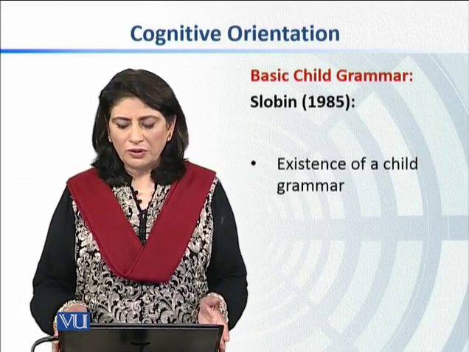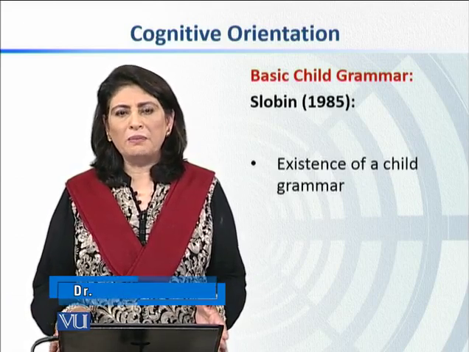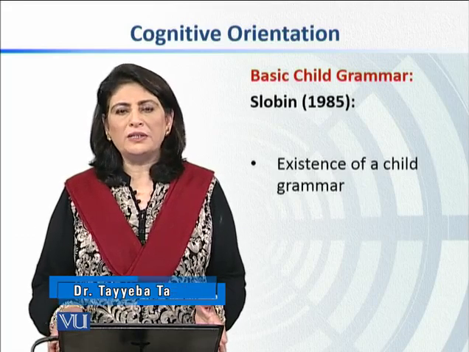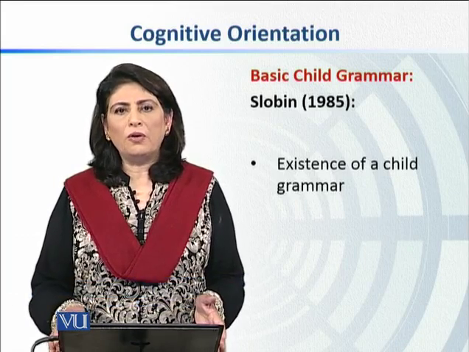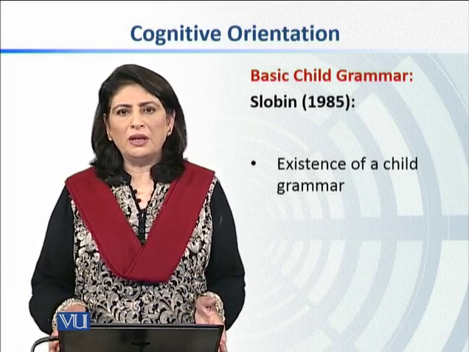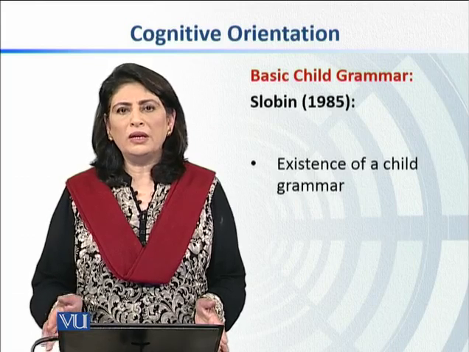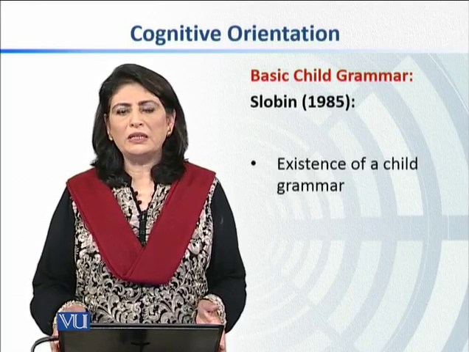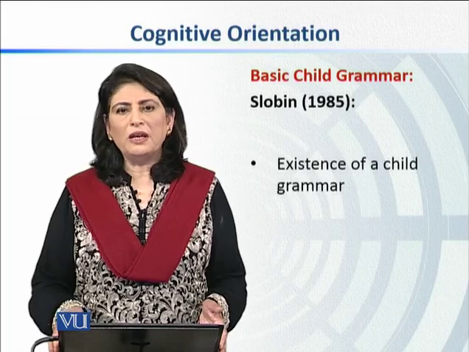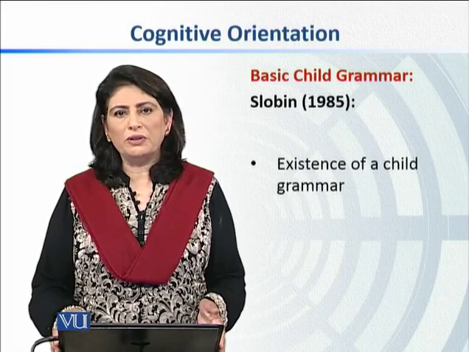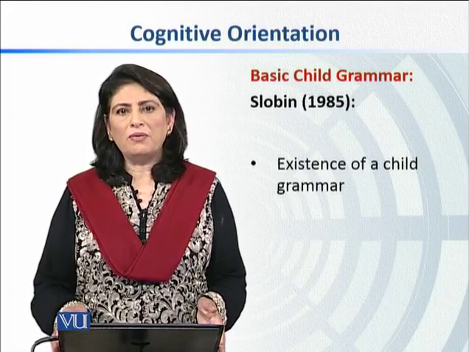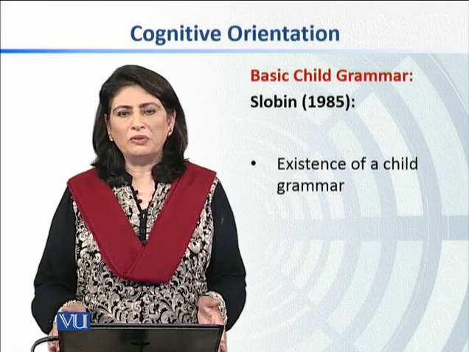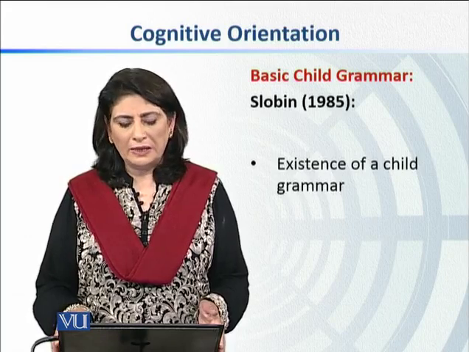So over here, Slobin's work in 1985 is reminiscent of the same perspective. It focuses on basic child grammar, and he asserts that children do not have the capacity to learn the complex forms of grammar. So there has to be some sort of innate capability within the children that somehow facilitates the learning of the grammatical forms. However, the learning of the grammatical forms is driven by the motivation to express their meaning.